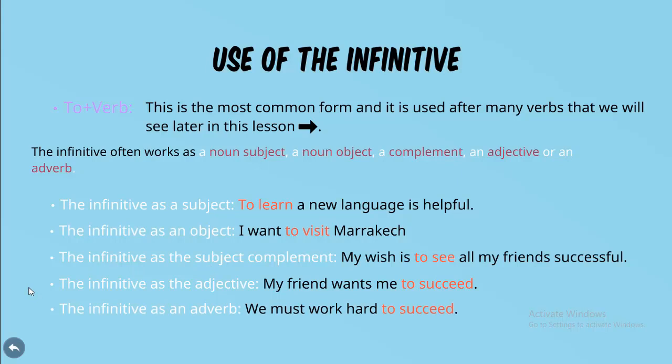The infinitive as the adjective. My friend wants me to succeed. To succeed here is the infinitive, and it takes the form of the adjective because it describes a person to be successful. As we said before in another lesson, the adjective's role is to describe nouns. Let's move on to the next sentence.